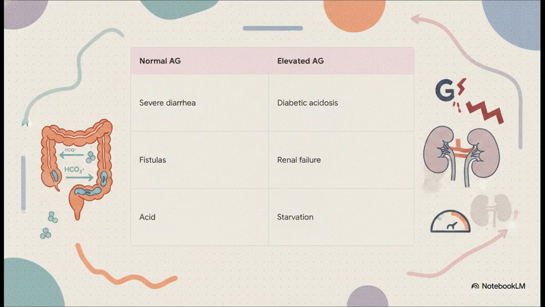Question 1 breaks down the causes. Notice how severe diarrhea directly causes a normal anion gap acidosis. That's because the massive bicarb loss from the gut is symmetrically replaced by chloride. It's a one-for-one swap. Meanwhile, things like diabetic ketoacidosis, renal failure, and starvation dump brand new, unmeasured acids into the blood, which elevates the gap. But GI losses like diarrhea or fistulas just trade a negative bicarb ion for a negative chloride ion, so the overall gap stays exactly the same.